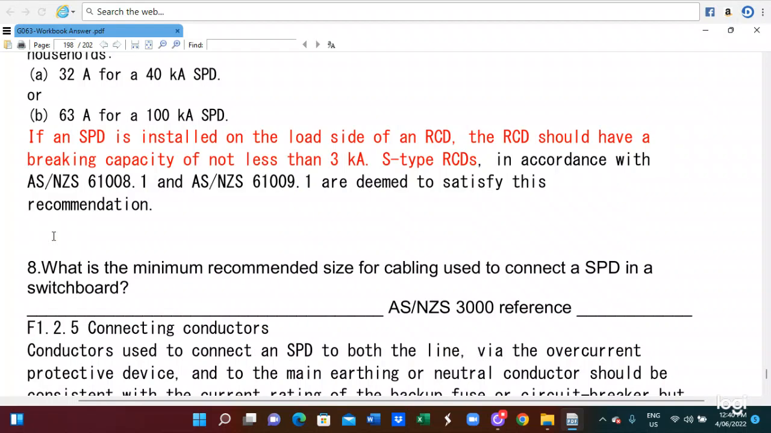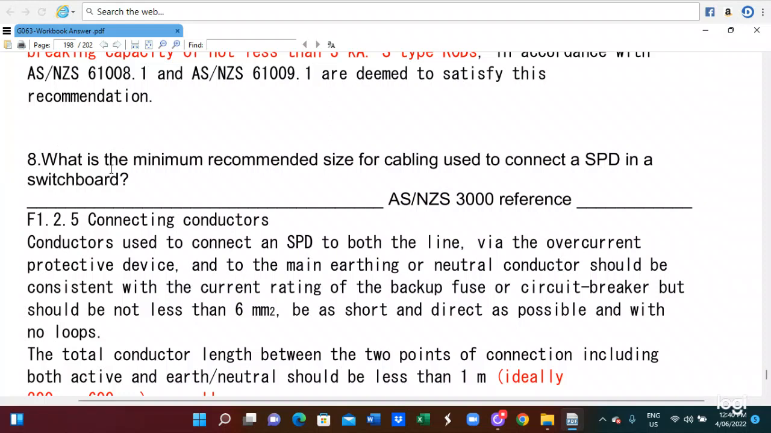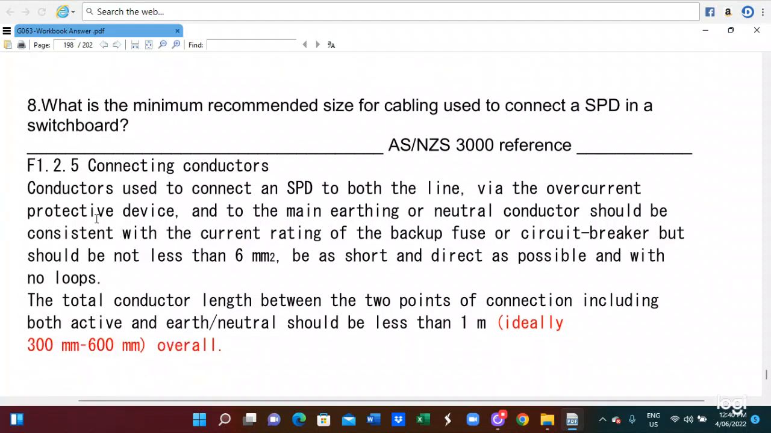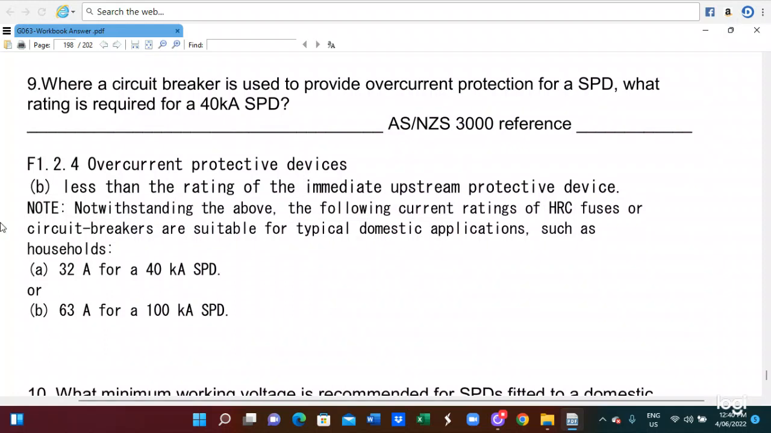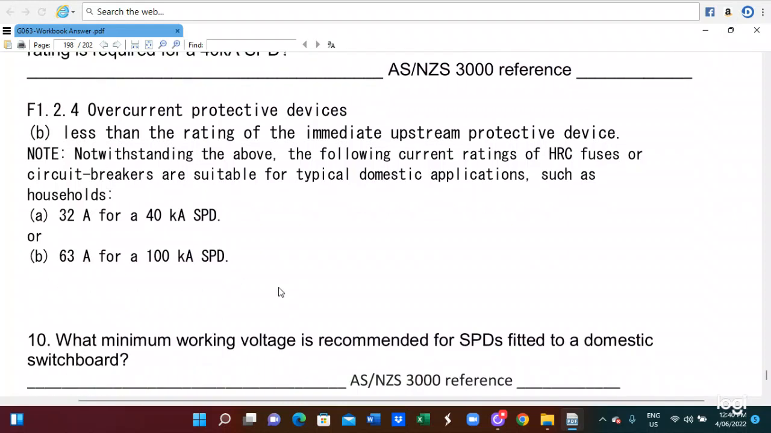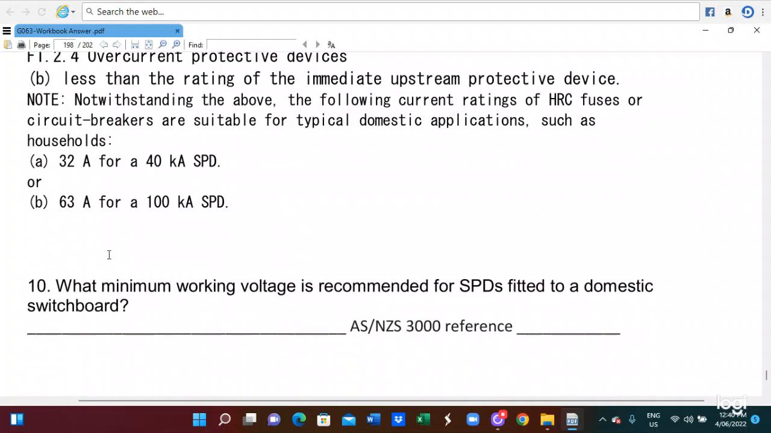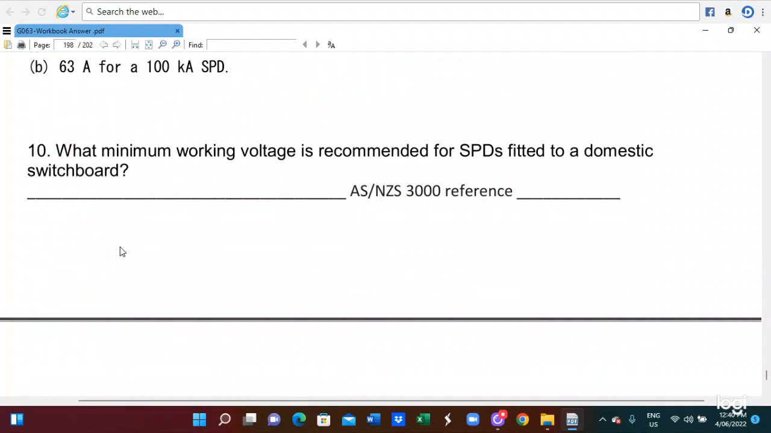Also you can see what is the minimum recommended size for the cable used to connect the SPD and switchboard. So we also follow this 1 by 2 by 5 connecting conductor. You can also see page 198. And overcurrent protection devices you can see on page 1 by 4 by 2. So 32 amp for the 3 amp SPD, 63 amp for the 100 amp SPD. Minimum working voltage recommended for SPD.